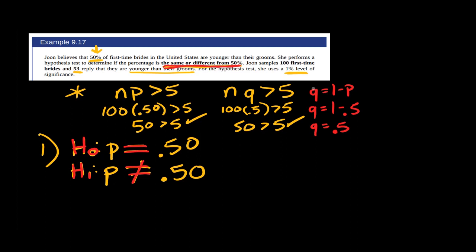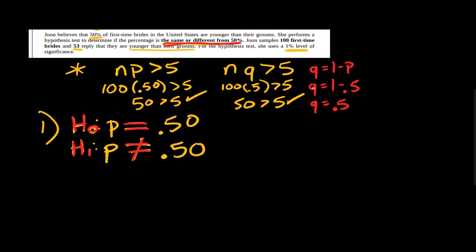That's step 1. Step 2 in all hypothesis testing is to calculate your z-statistic, your test statistic. Sometimes you'll see that written as z subscript ts, for test statistic, or just subscript t.